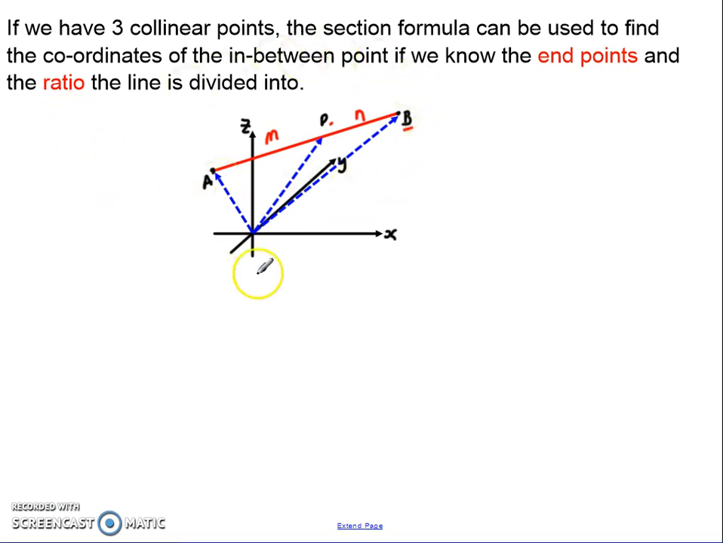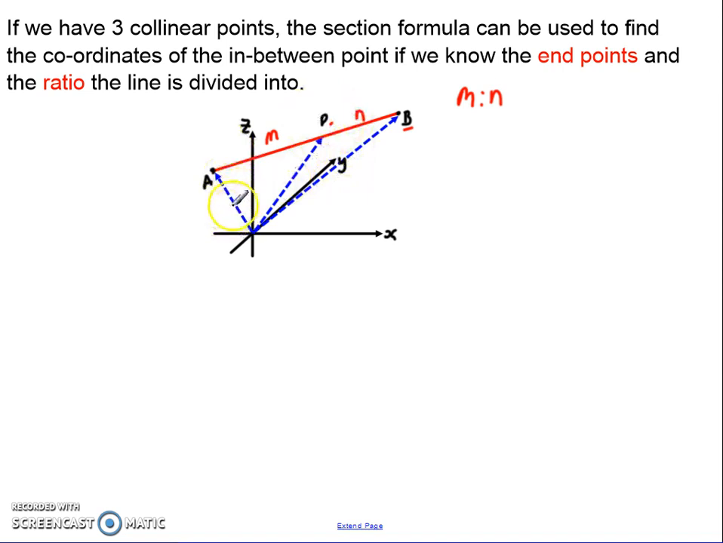So imagine we've got a 3-dimensional scenario like this with an X, Y and Z axis, and I've got 3 points in 3D space. So a point A and B at the end of the line, and the point P somewhere along the line. Now imagine I tell you that P divides the line A to B in the ratio of M to N. So in the ratio of M to N being the whole line. What I can do is use this information in order to be able to calculate the coordinate of the point P.